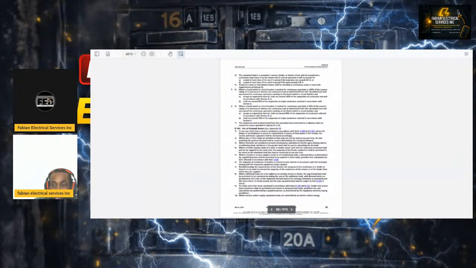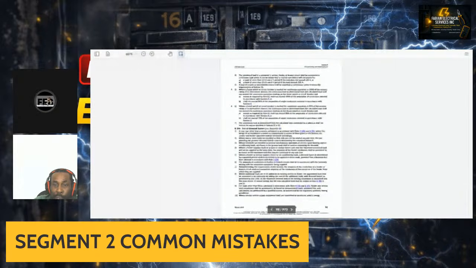So again, that was breaker sizing. So right now I'm going to go into segment two, common mistakes that are made on the job site that I see constantly. It doesn't matter which job, if it's residential or commercial. Oversizing breakers is dangerous. And I'm going to show you an example here of what I'm talking about.